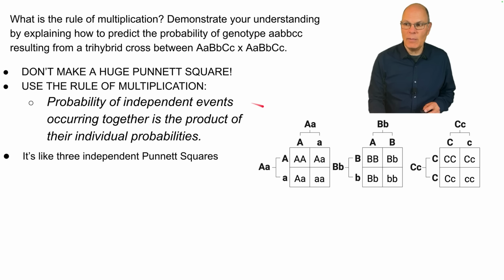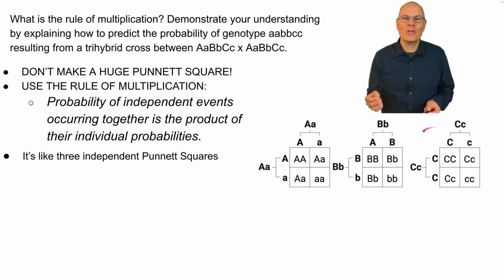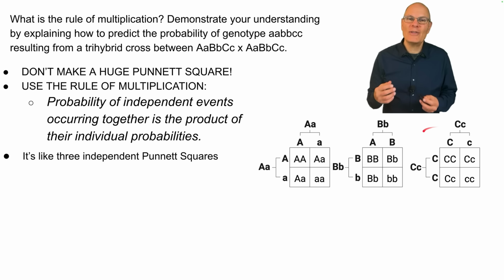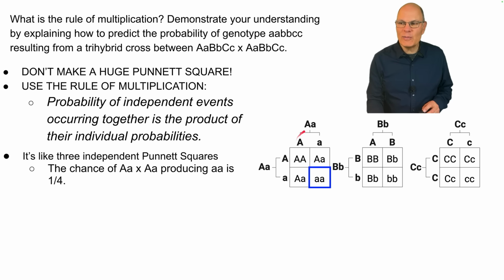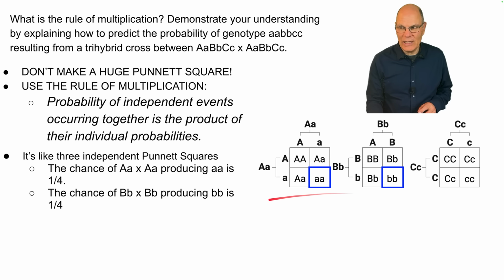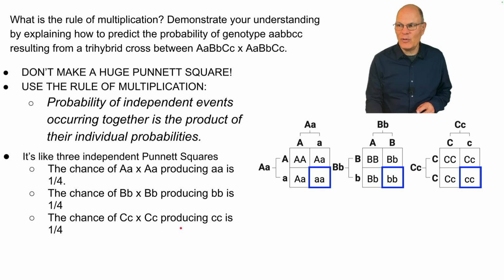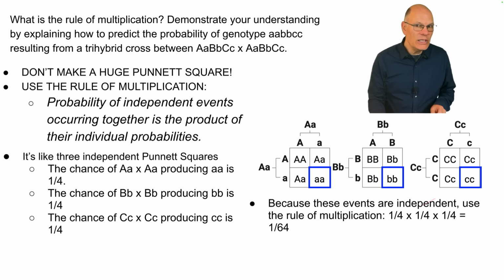So 3 independent Punnett squares, 1 for A, 1 for B, and 1 for C. But you don't have to create 3 Punnett squares. You just have to use the rule of multiplication. In a cross between big A, little a, and big A, little a, the probability of little a, little a is 1 out of 4. It's the same for B, 1 out of 4, and it's the same for C, 1 out of 4. These are independent events, so you use the rule of multiplication. It's 1/4 times 1/4 times 1/4, or 1 out of 64.